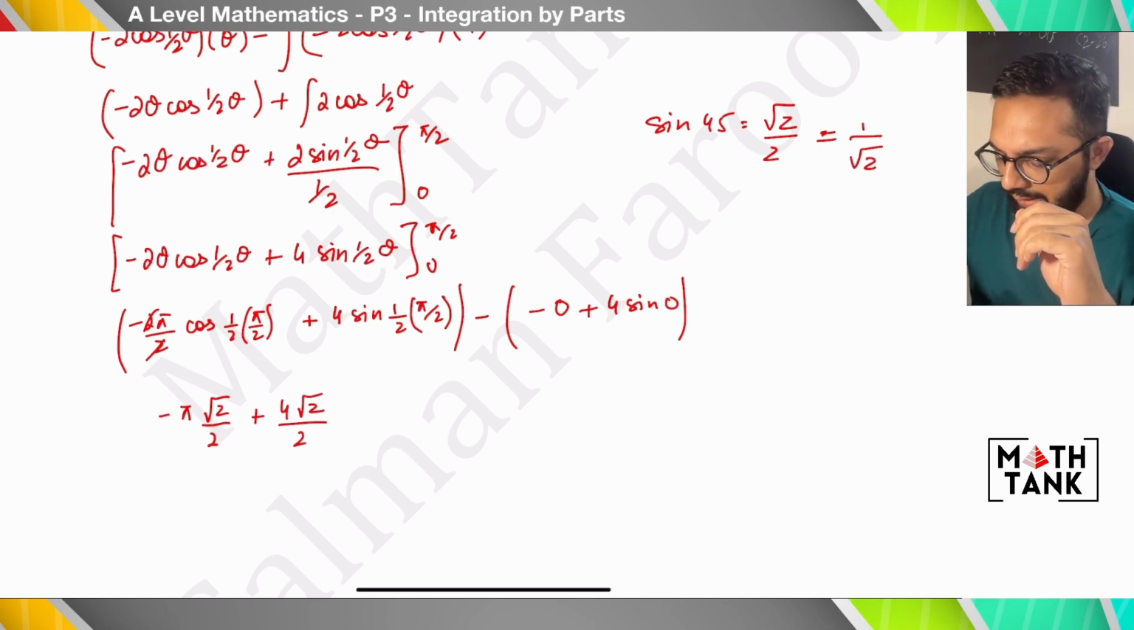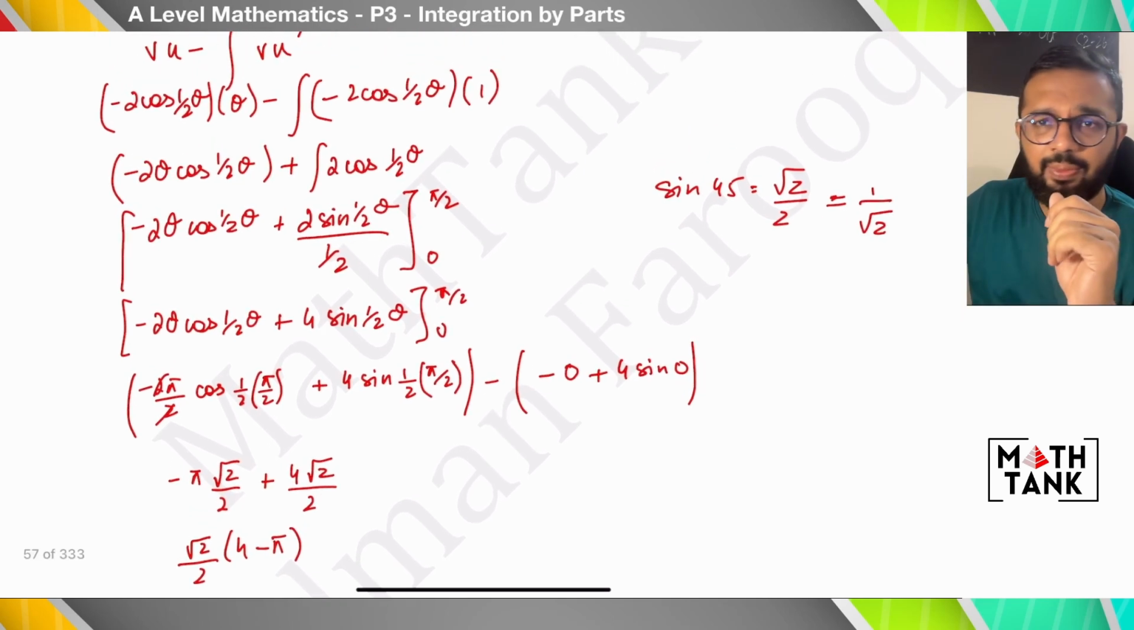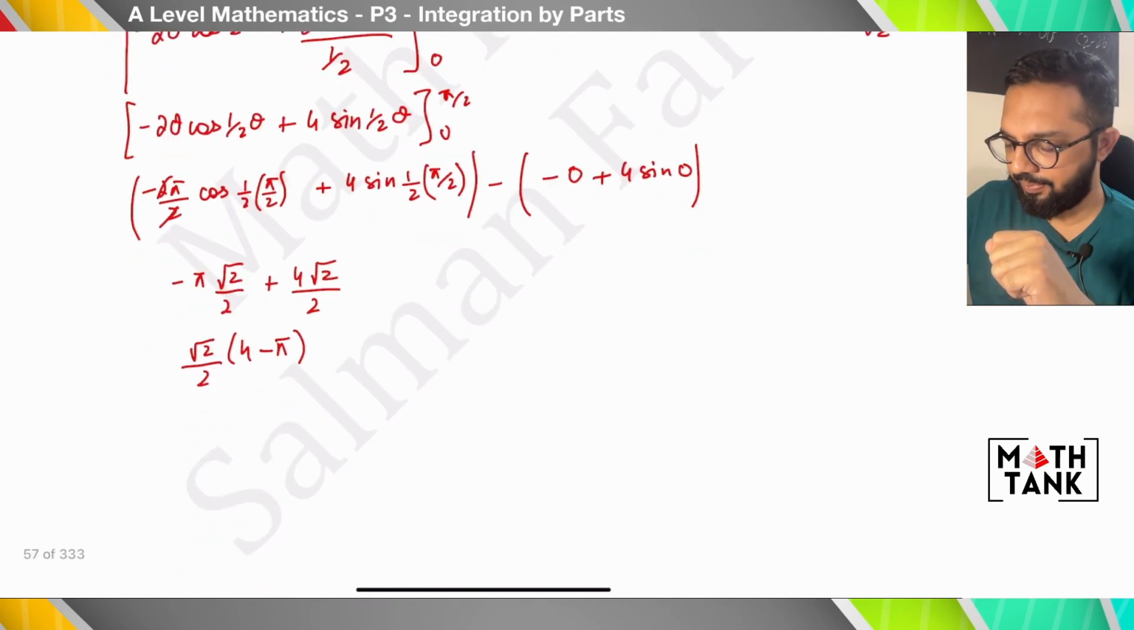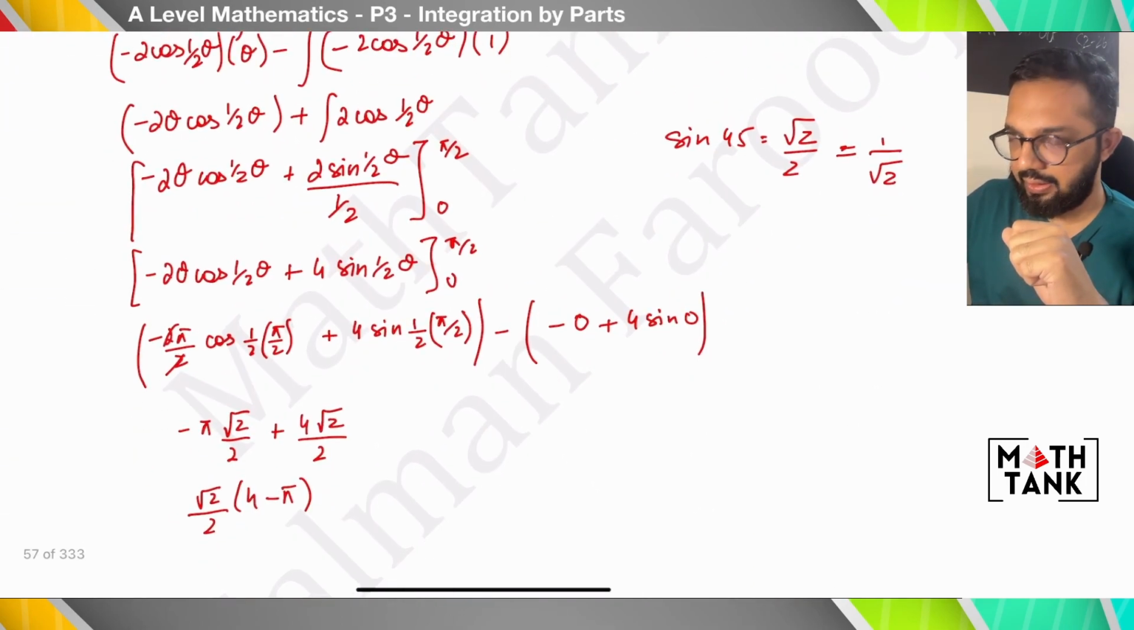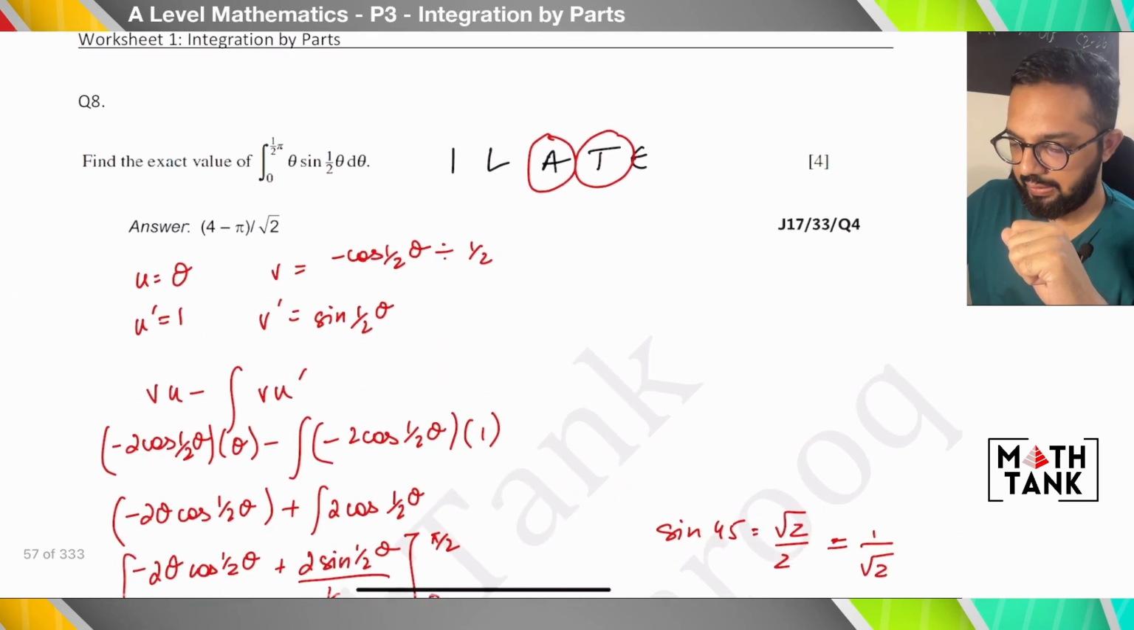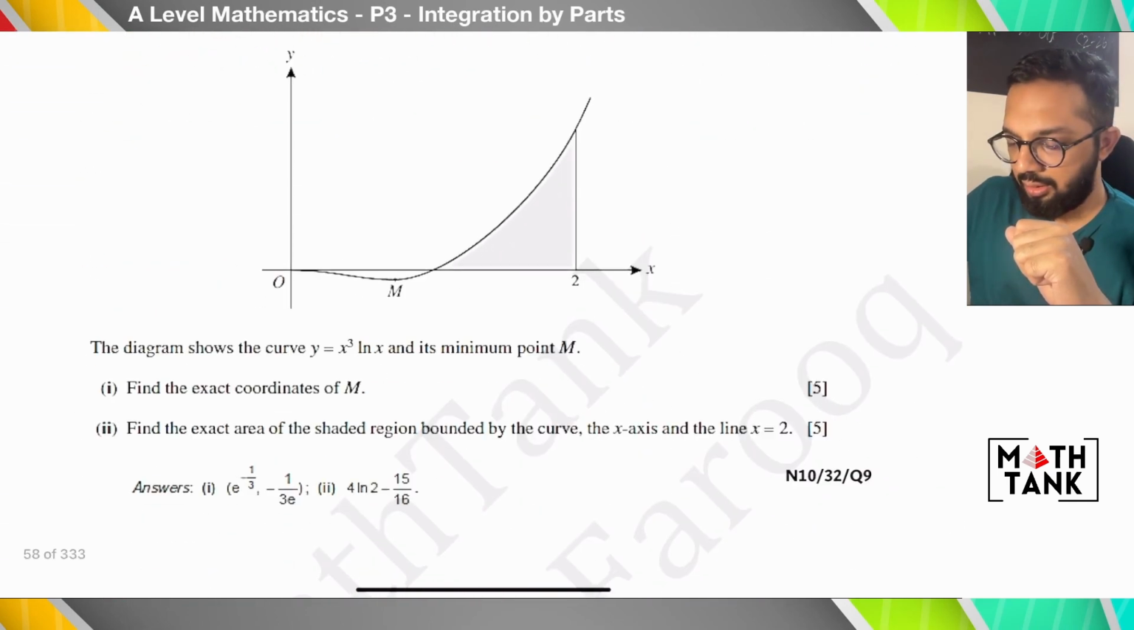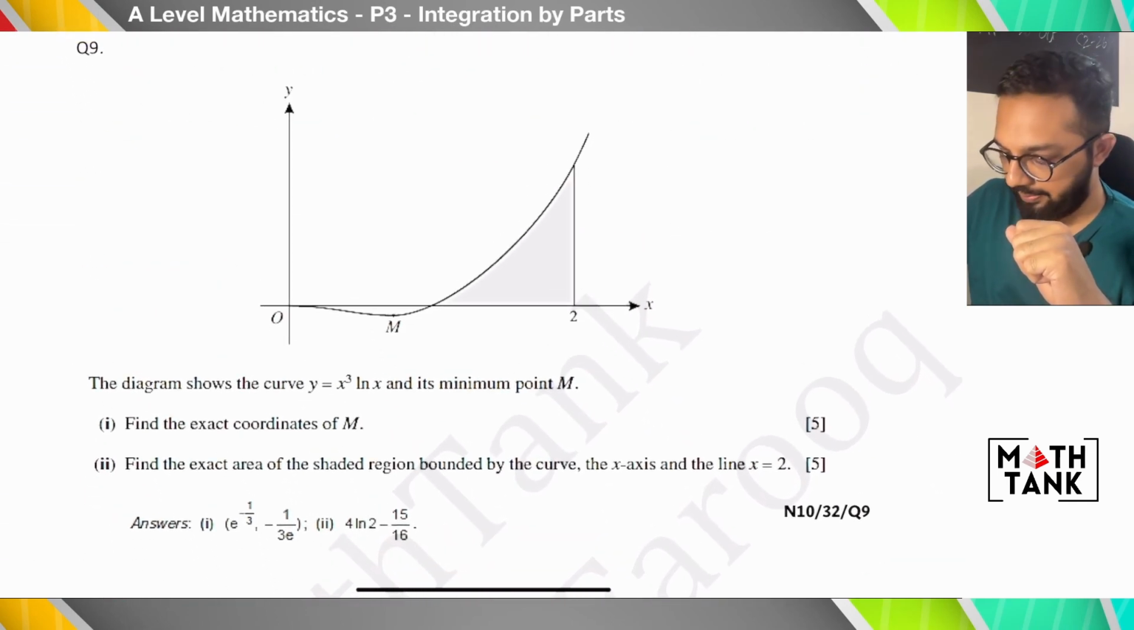I can say that I have root 2 common, I have 2 common, and this becomes 4 minus pi. I'm getting the exact same expression, there's no problem with that. Okay, that is this. You can see the answer there. Okay, then question number 9.